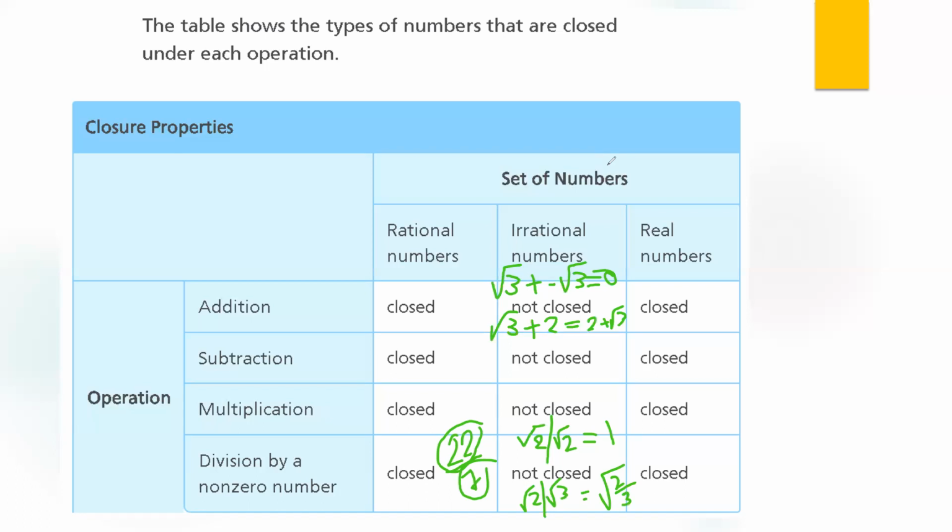But the real numbers are closed under addition, subtraction, multiplication, and division. What do real numbers mean? They are the rational and the irrational numbers. So when you add the square root of 3, which is irrational, plus 3, the answer is irrational, but it's still real, because the real numbers contain both rational and irrational numbers. So under the real numbers, it will be closed.